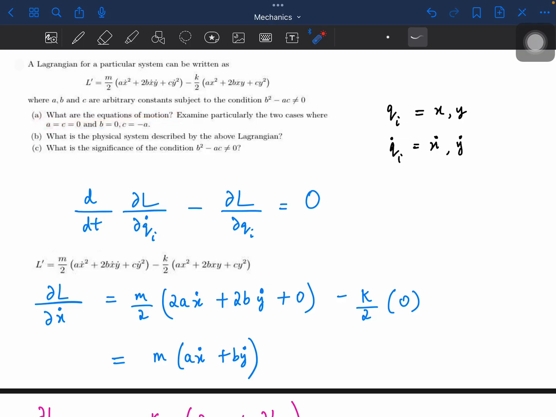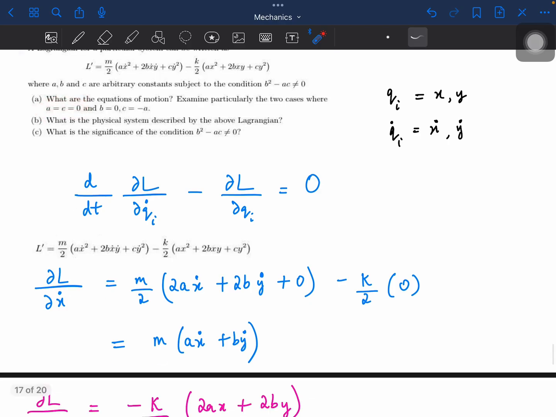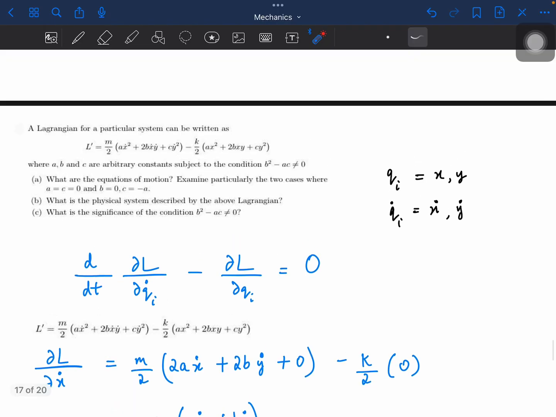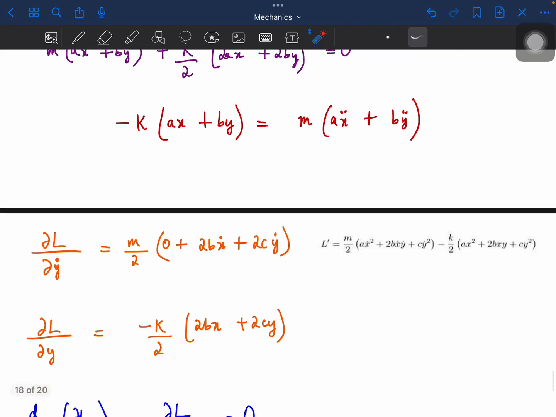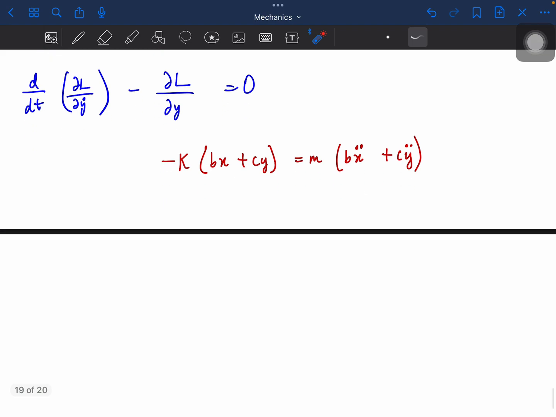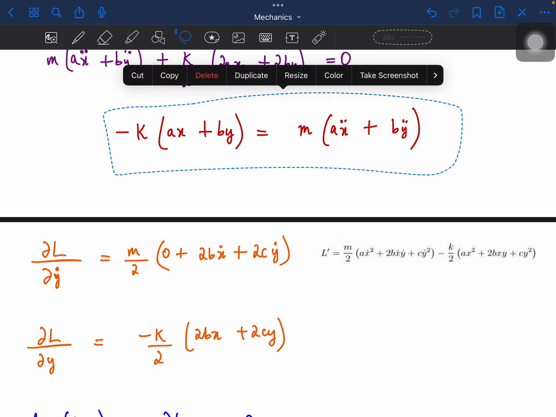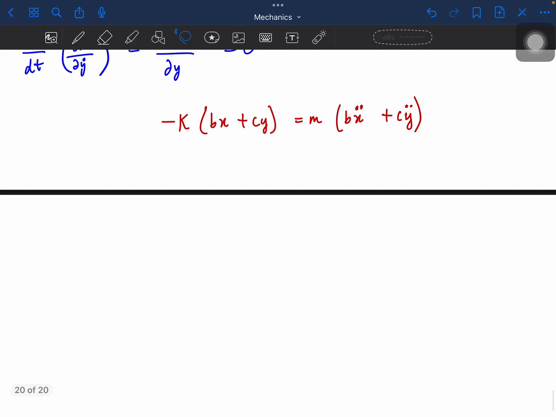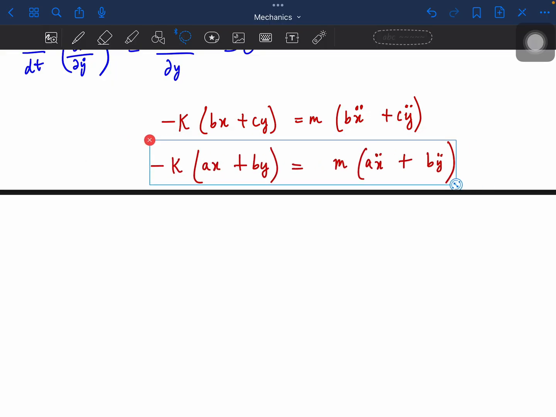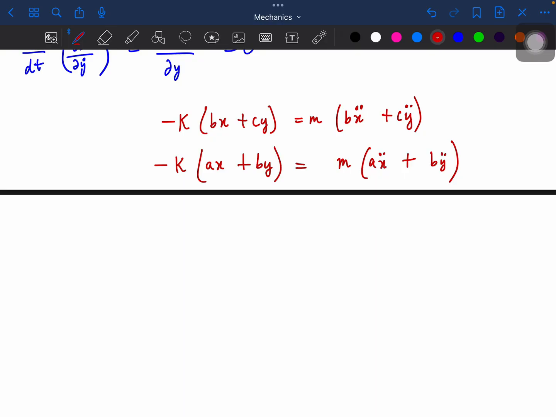Now they are asking us to examine particularly the two cases: where a and c are 0, and where b is equal to 0 and c is equal to minus a. So let us take the first case, a equal to c equal to 0. I'm just writing both equations which I obtained in one place. Now if a is equal to c is equal to 0, the first equation will become something like this.